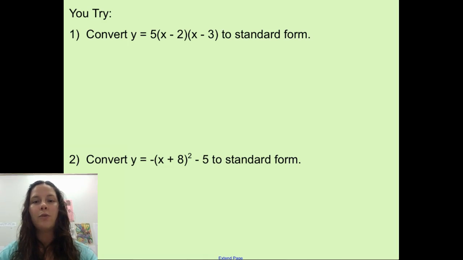And finally, you have two U-try questions, one in factored form, one in vertex form. Come to class with these attempted so we can start our day on a productive note.